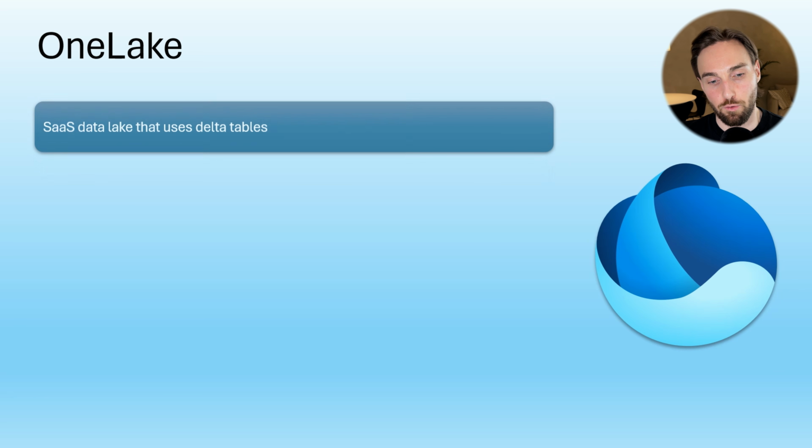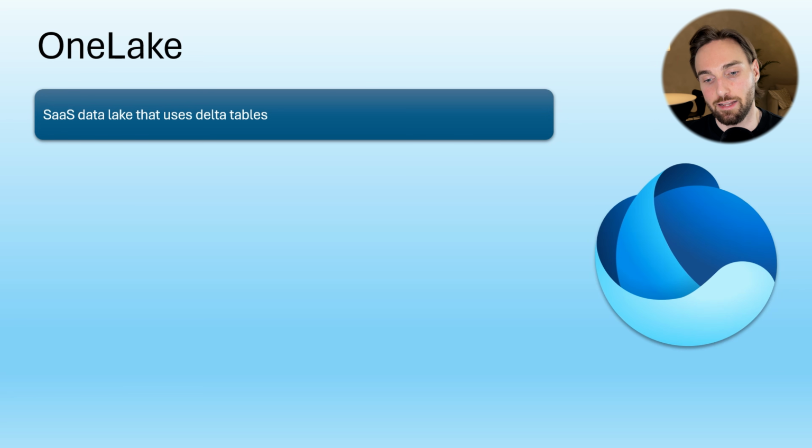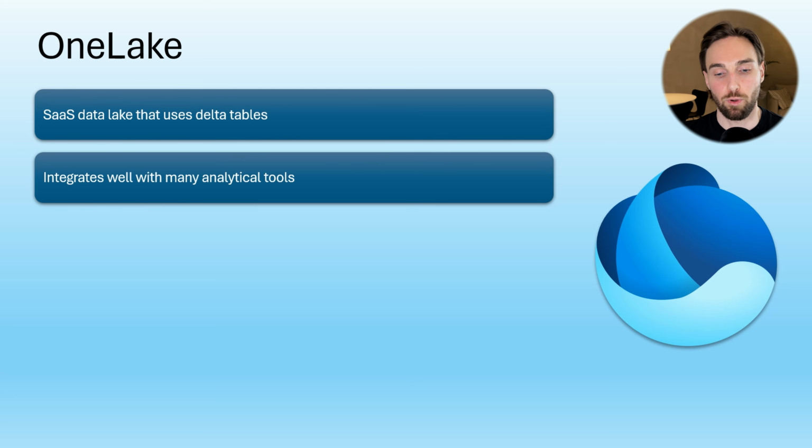Next, let's cover a few key takeaways about OneLake. Like said, OneLake is a software as a service version of Data Lake, and it's built on Azure's Data Lake Gen 2. OneLake uses Delta tables as default data format, which makes it a very scalable and efficient data store. Also, OneLake integrates well with analytical software within the Microsoft ecosystem like Power BI, Databricks, and Azure Synapse Analytics.